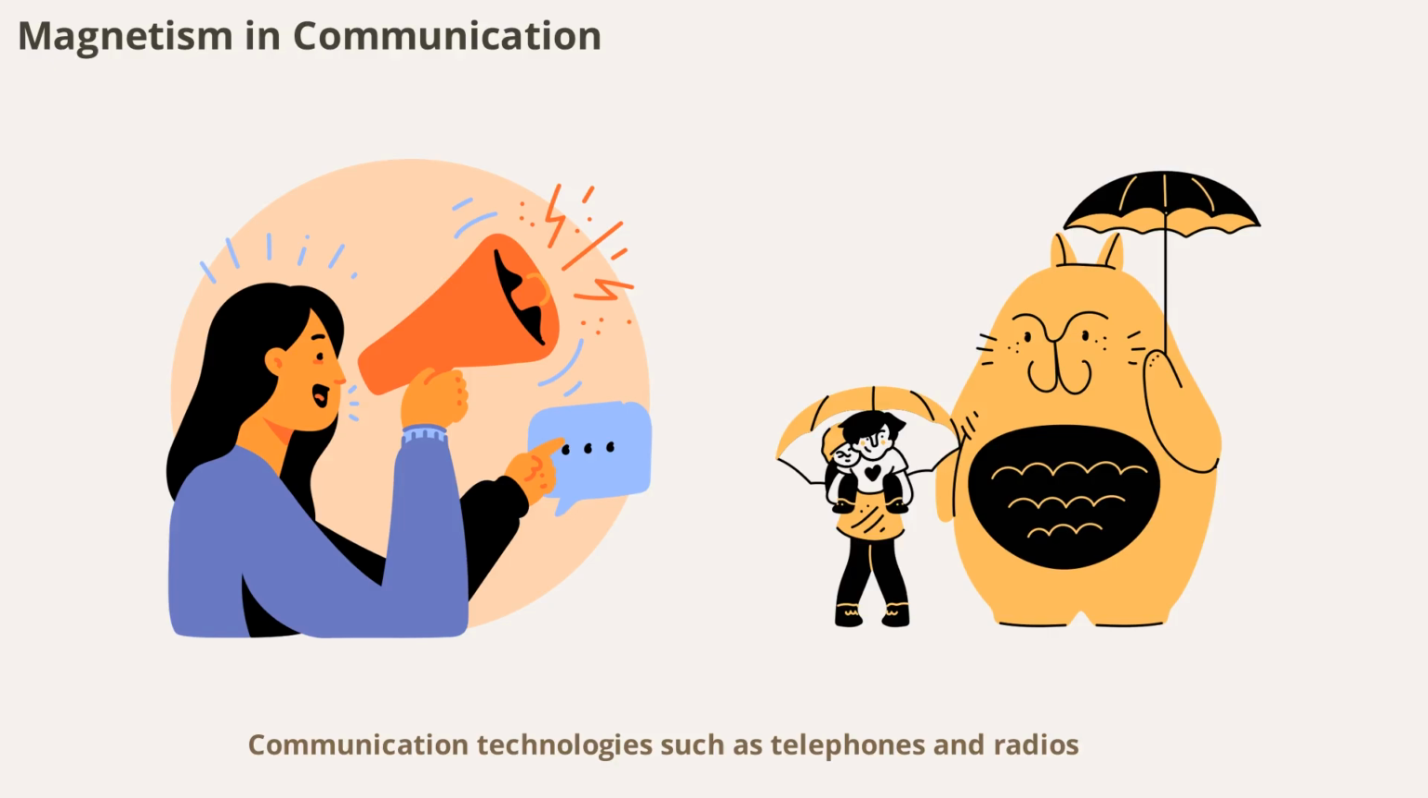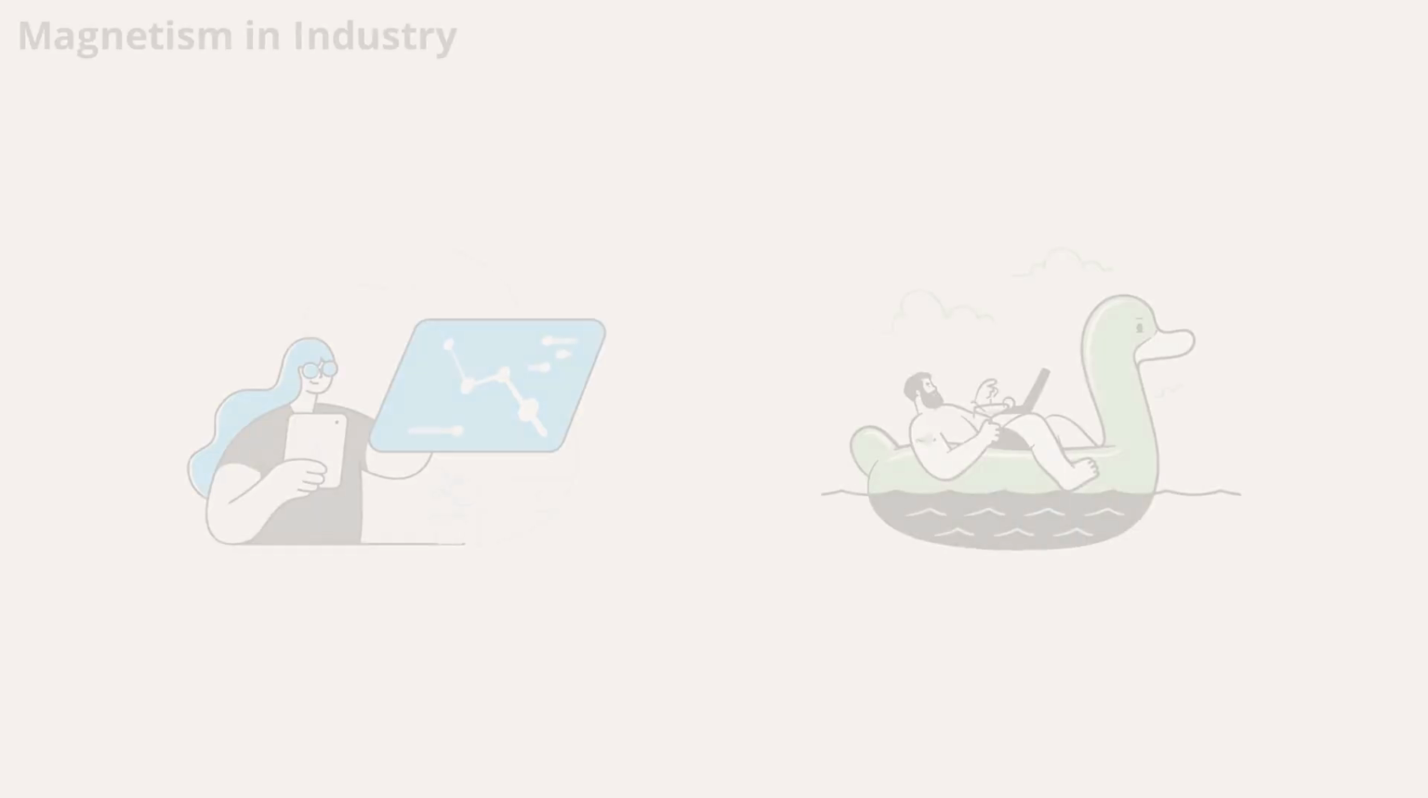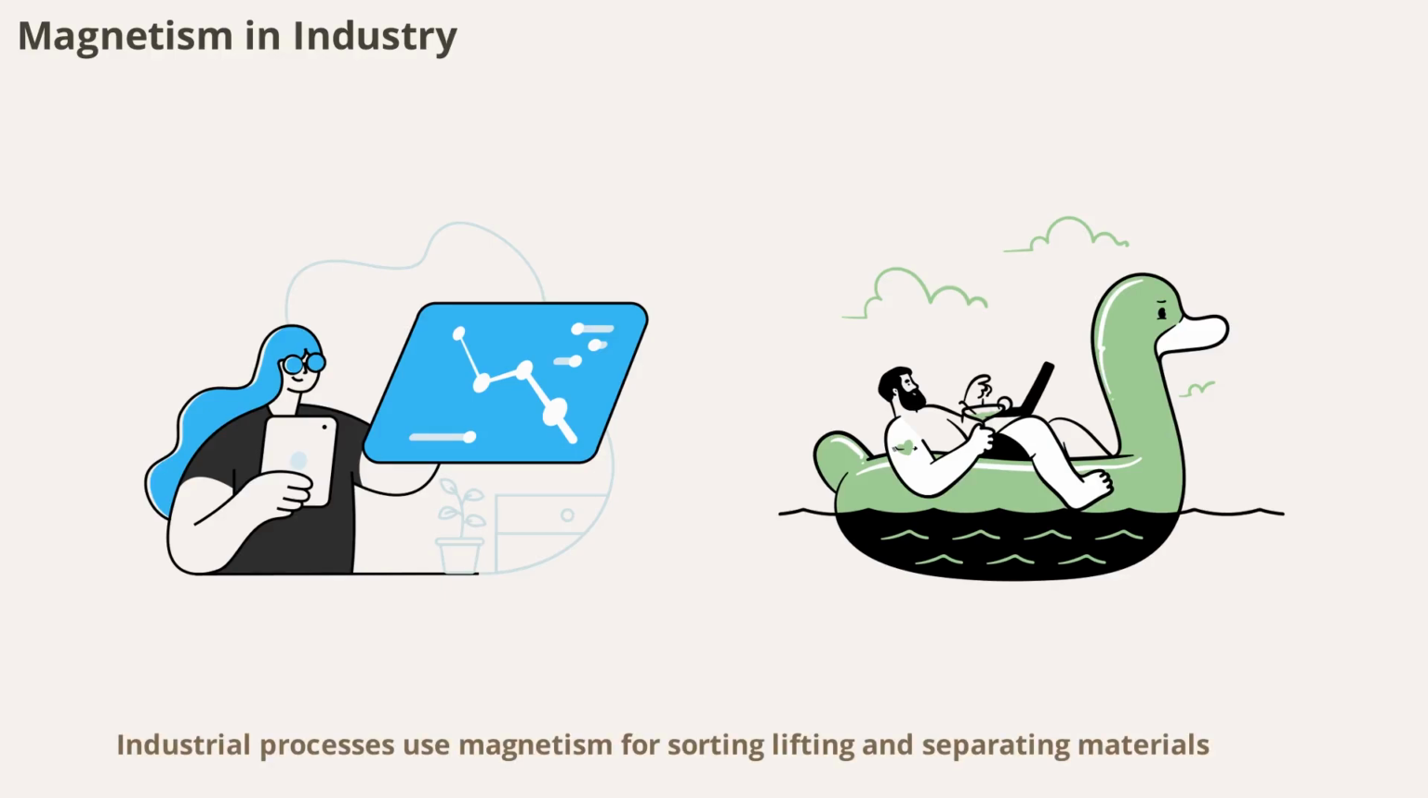Communication technologies, such as telephones and radios, rely on electromagnetism to transmit signals. Coils, magnets, and electromagnetic waves are used to convert sound into electrical signals and back again. The study of magnetism has enabled the development of wireless communication, connecting people across the globe and driving the information age. Industrial processes use magnetism for sorting, lifting, and separating materials.